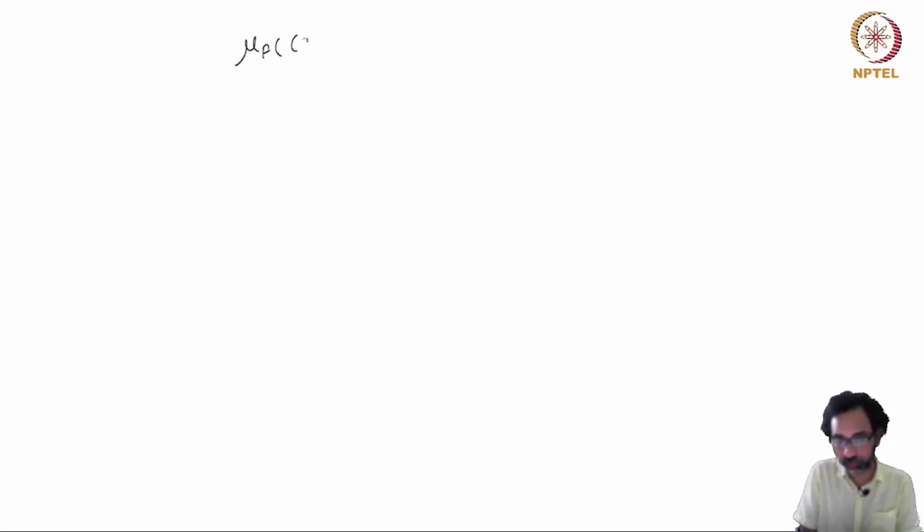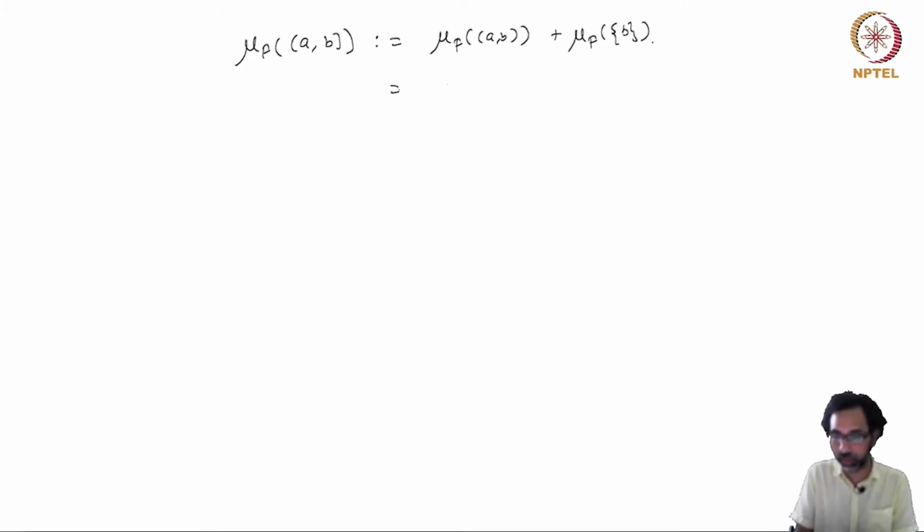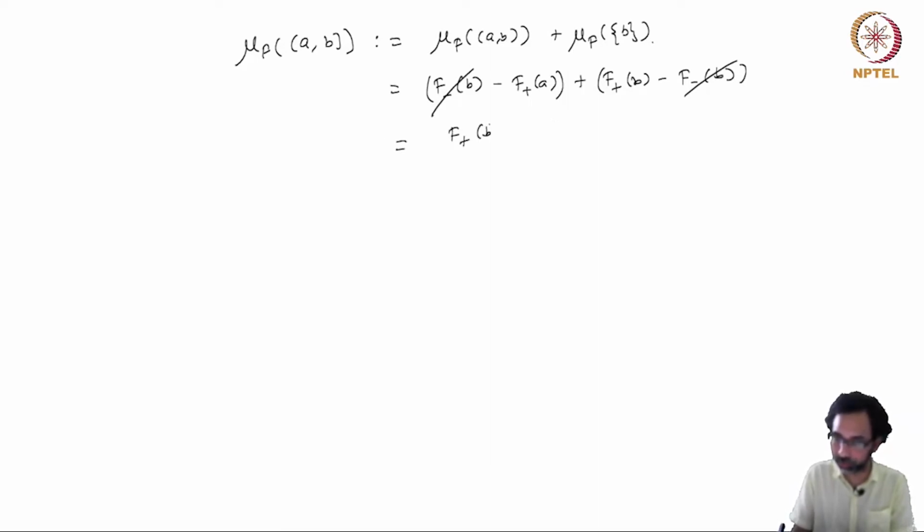Mu f of (a, b], with the endpoint b included, is going to be mu f of (a, b) plus mu f of the singleton set b, and this is nothing but f minus b minus f plus a plus f plus b minus f minus b, and then f minus b and f minus b cancel out, so you get f plus b minus f plus a.